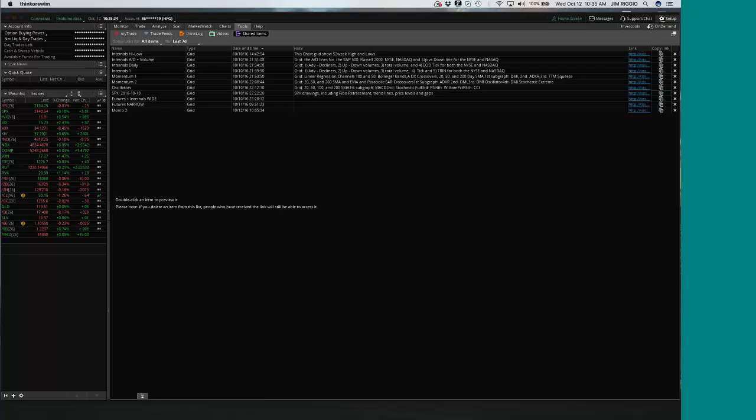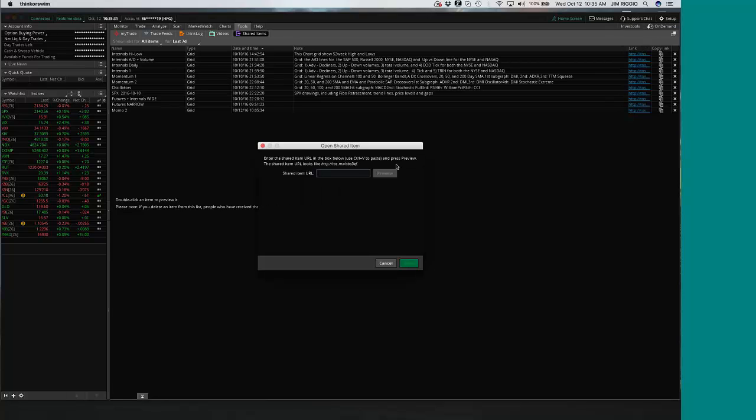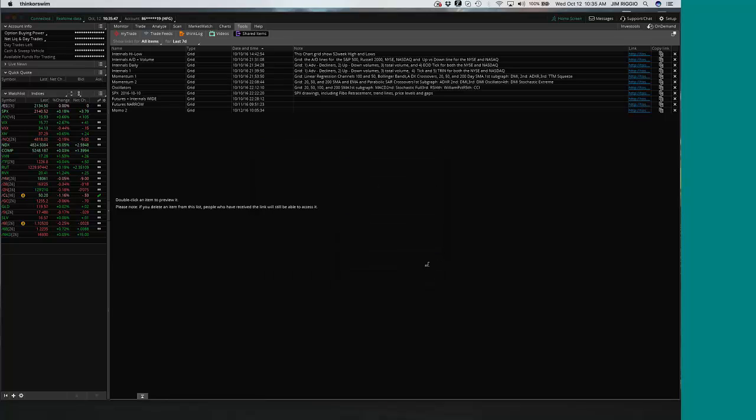All you do is you come up to Setup, Open Shared Items, paste the URL. I'll pause now because everybody who's not a member, who's looking at this, is scrambling to get the URL. Okay, you guys have it. You first have to preview, then open.